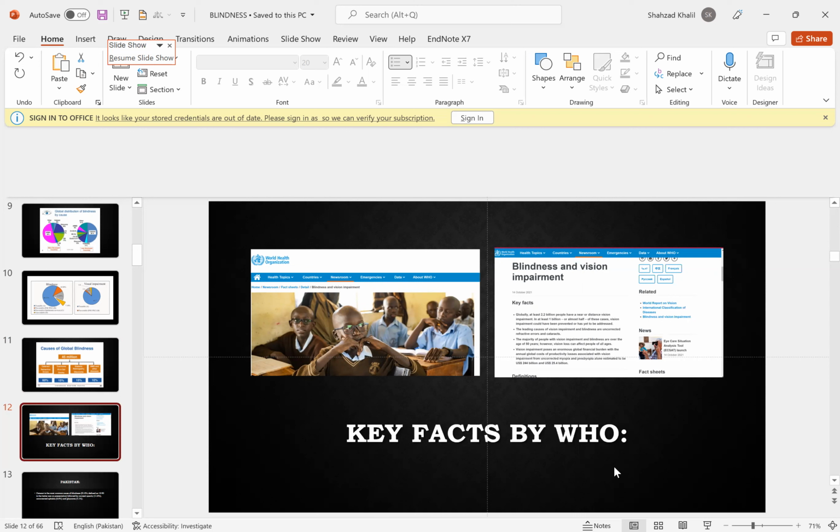Vision impairment poses an enormous global financial burden, with the annual global cost of productivity losses associated with vision impairment from uncorrected myopia and presbyopia estimated to be US$244 billion.